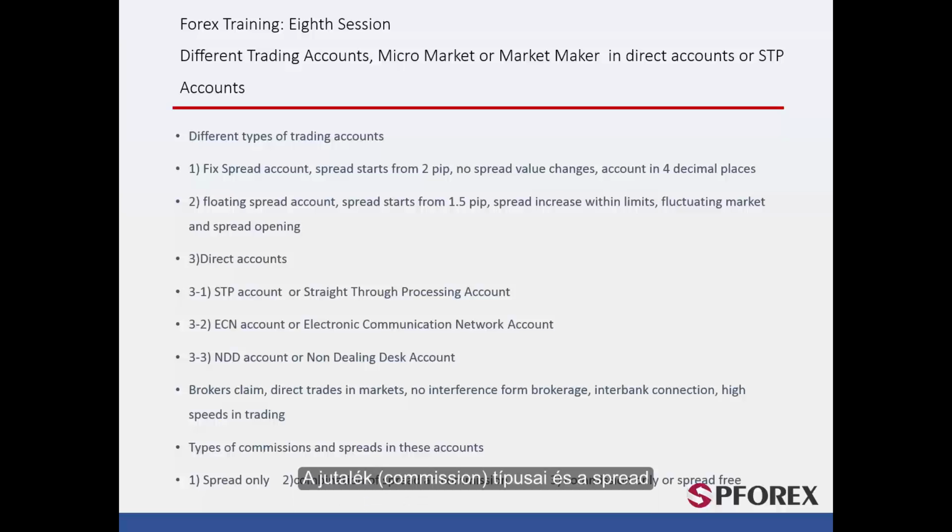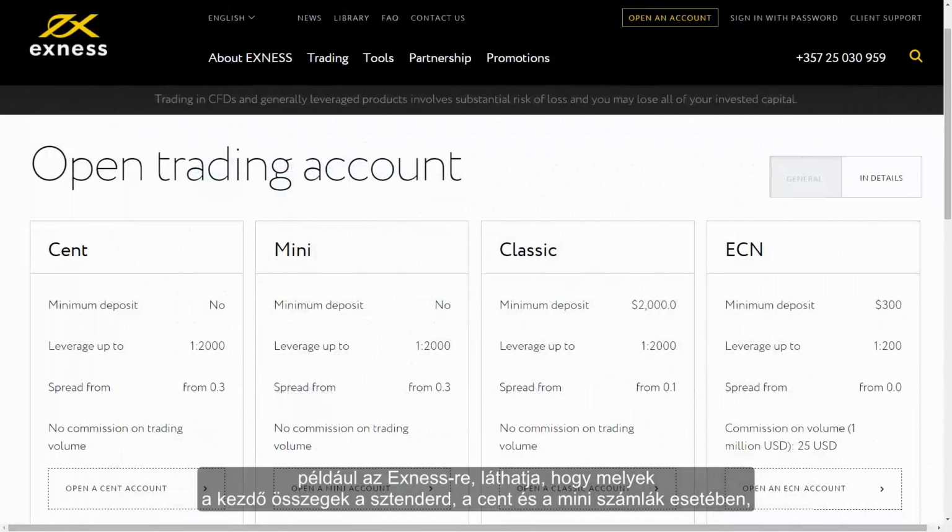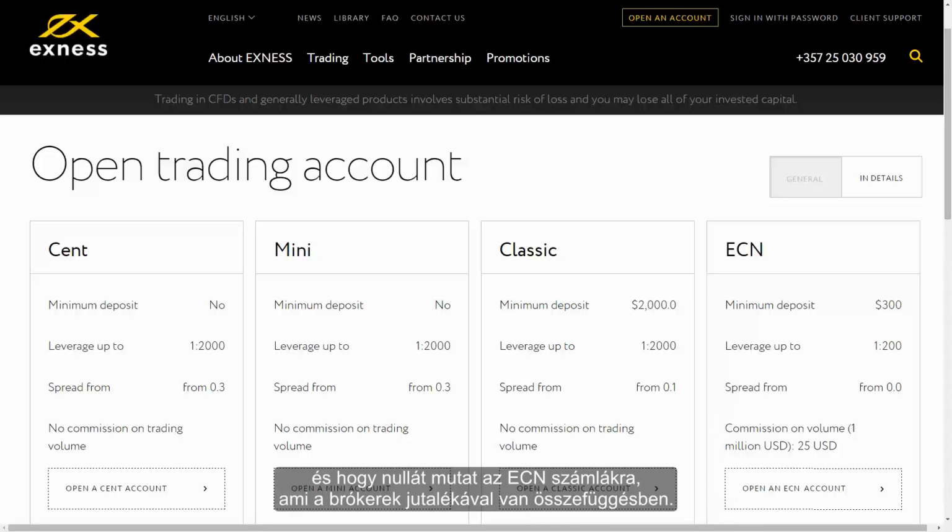Types of commission and spread. What you must know about these accounts is that some brokers only collect the spread. Others collect a mix of spread and commission, while some only collect commission. Now, if we look at some websites here, for instance, in XNES, you can see what the initial amounts are in standard, cent and mini accounts, and it shows 0 for ECN accounts that usually deal with brokers' commission.